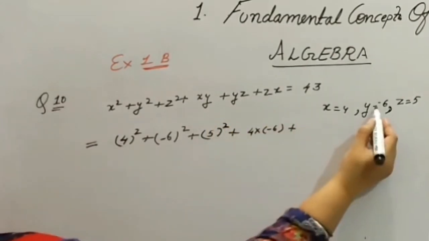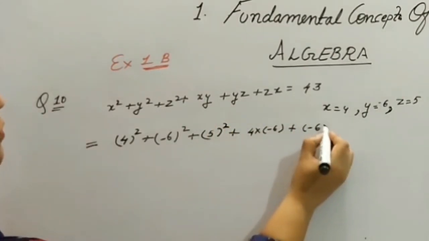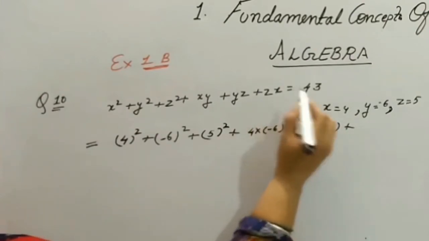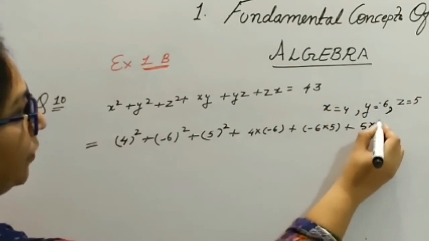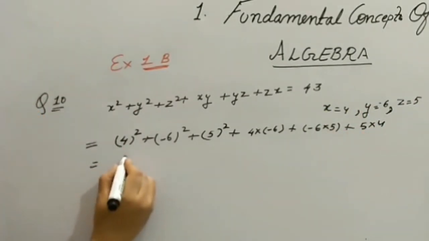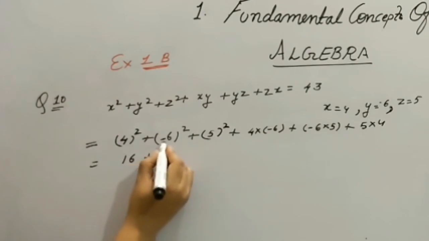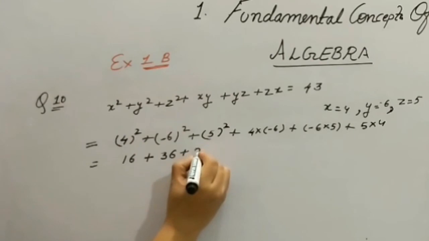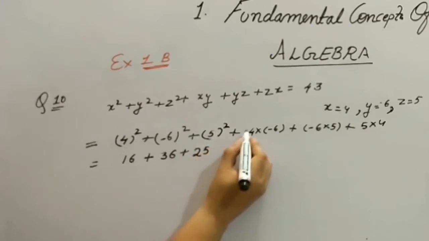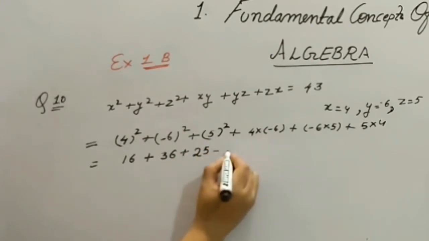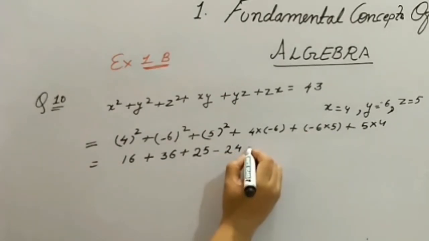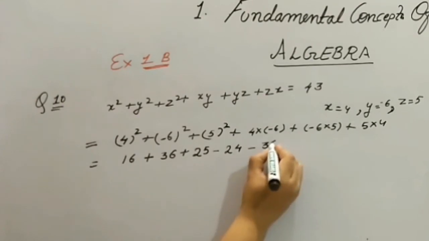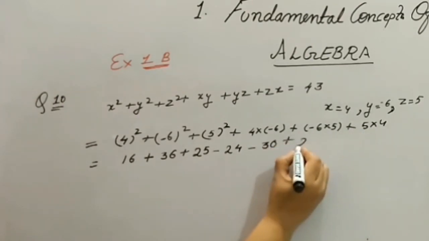plus yz, minus 6 into 5, plus zx, 5 into 4. Next step, 4 square equals to 16 plus minus 6 into minus 6 is 36 plus 5 square, 5 into 5 is 25, plus into minus, minus 4 sixes are 24, again minus into plus, minus 6 fives are 30, plus 5 into 4 is 20.